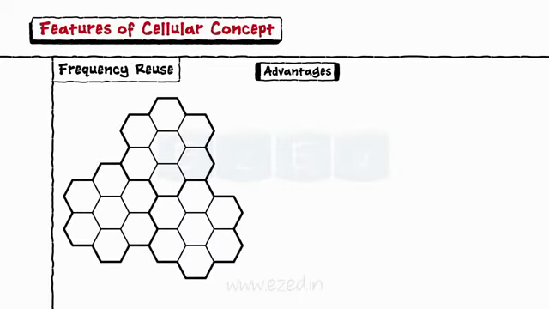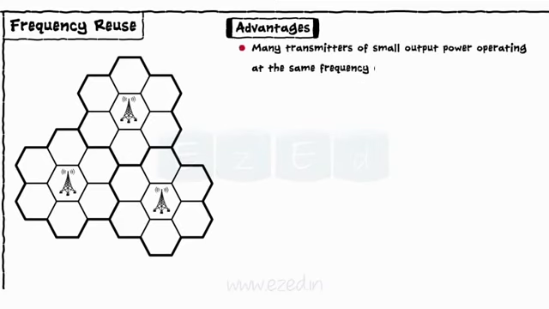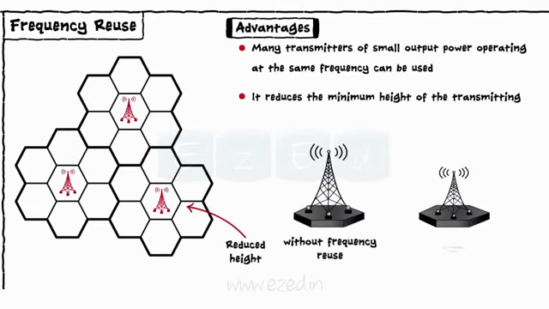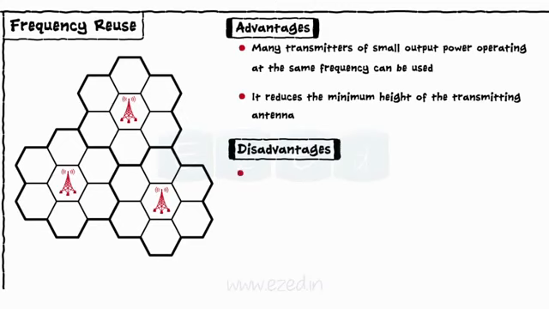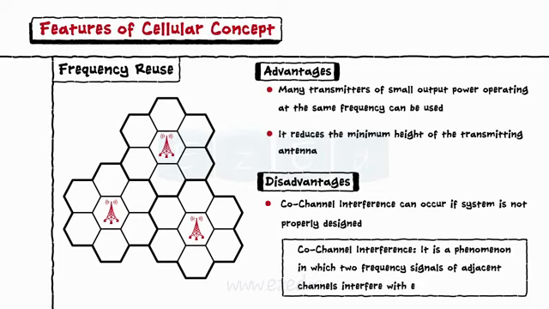The advantages of frequency reuse are: many transmitters of small output power operating at the same frequency can be used. It reduces the minimum height of the transmitting antenna, as each antenna has to cover a small distance. But the disadvantage is that if the system is not properly designed, then it may lead to co-channel interference. Co-channel interference is a phenomenon in which two frequency signals of adjacent channels interfere with each other.